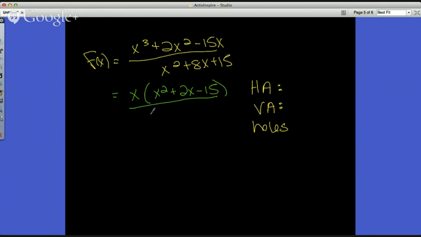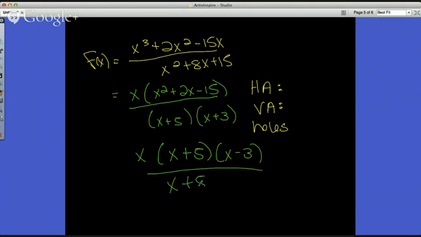And on the bottom, we could factor that bottom into what? x plus 5, x plus 3. Yeah, 5 and 3, x plus 5, x plus 3. Very good. So I'm going to put that here. And on the top, I think we can also factor that as well, can't we? x plus 5, x minus 3. That's exactly right. Good, Chris.